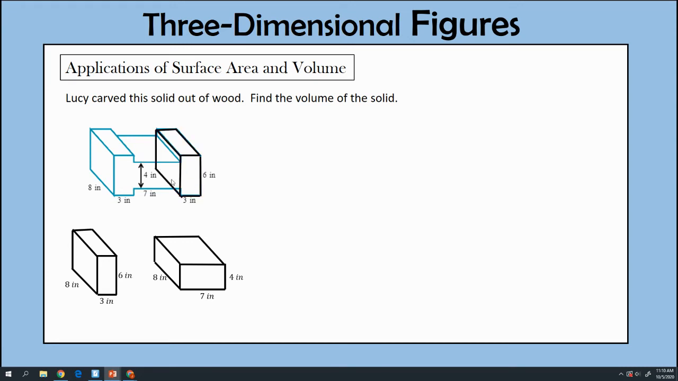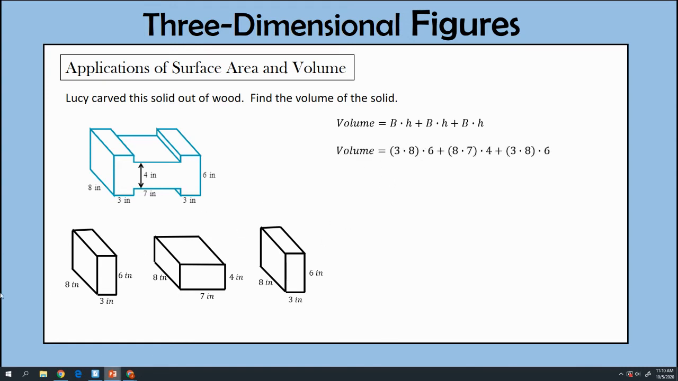And then I'm going to cut this last one off and bring it out. And it's also 8 by 3 by 6. So rather than trying to find this whole shape, I'm just going to break it into 3 pieces and find those volumes individually, then put them all together. Okay. So the total volume of this shape is going to be made up from these 3 different shapes that I have here.